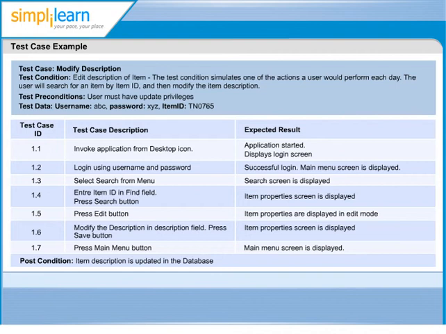Post condition of the test case is to have item description updated in the database. If all the expected results of the test case are met, then the test case is considered passed. If even one expected result is not met, the test case would be considered failed.